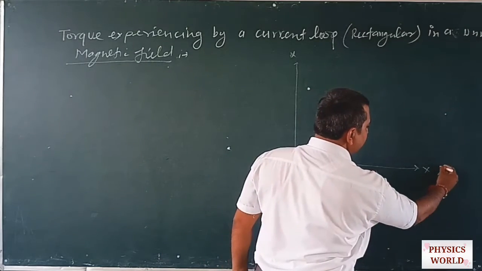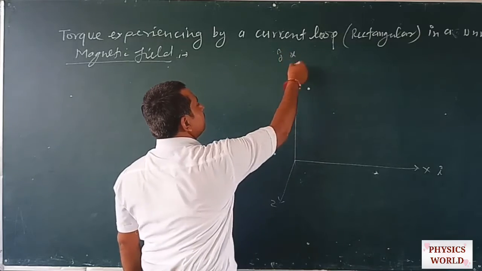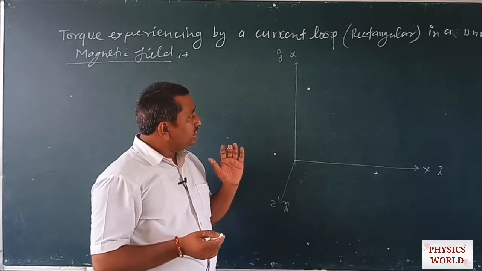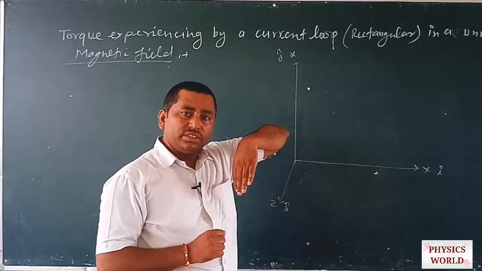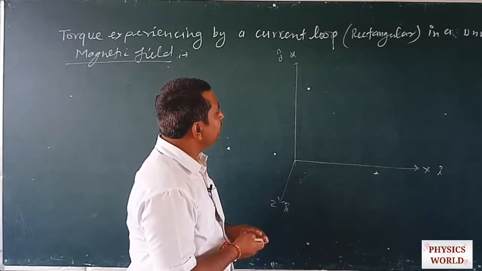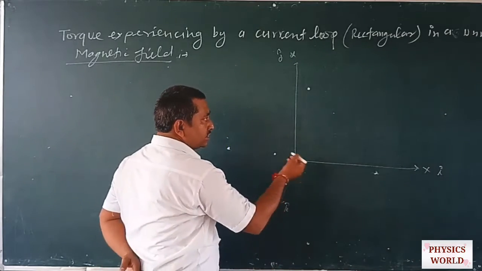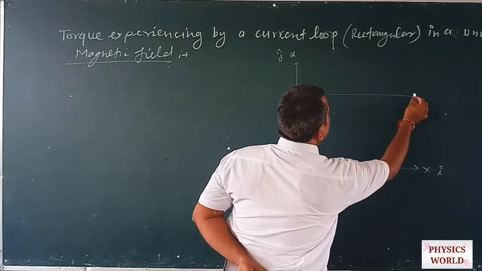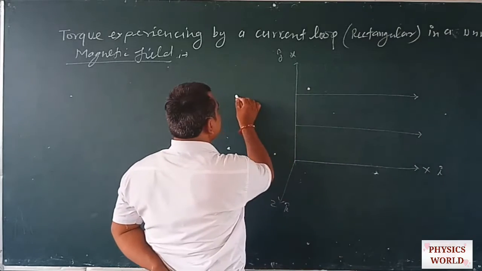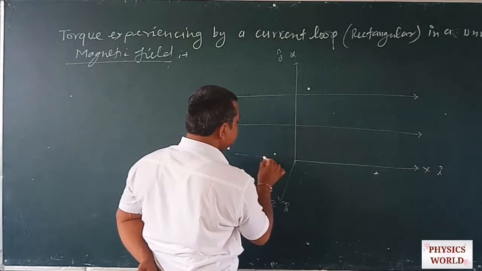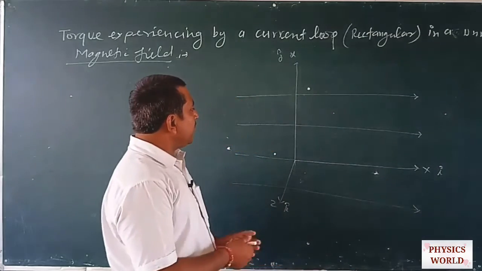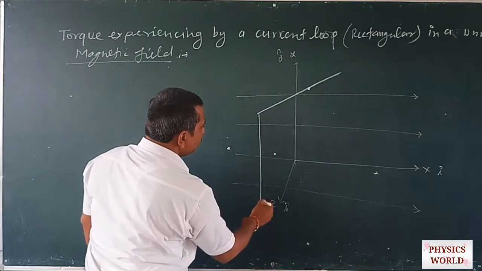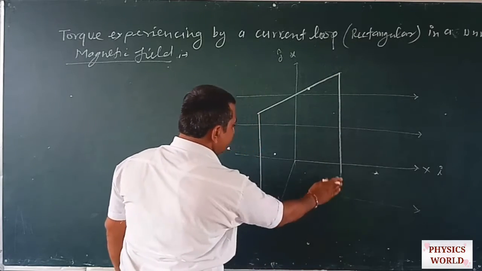So if the directions are indicated by i cap for the x-axis, j cap for the y-axis and k cap for the z-axis, then we assume the coil is free to revolve around its axis, that is along the y-axis, in the yz plane. Suppose the magnetic field is present in the x direction, a uniform magnetic field which is uniform everywhere, and the coil is placed in this uniform magnetic field.